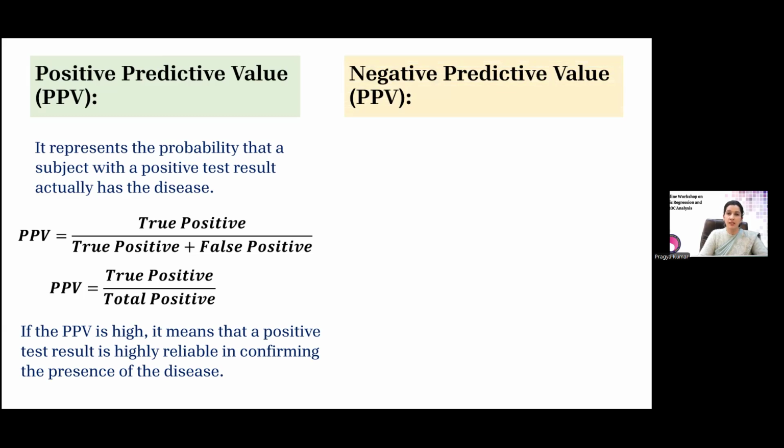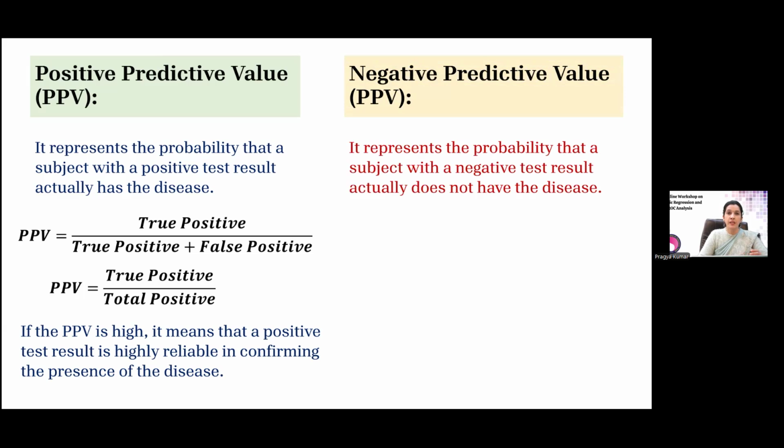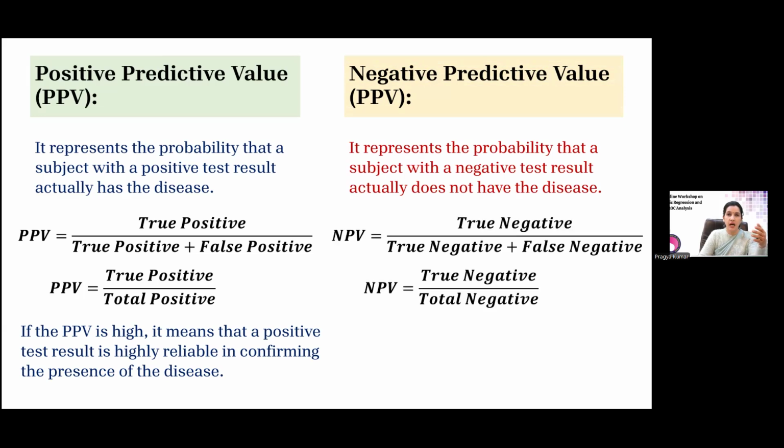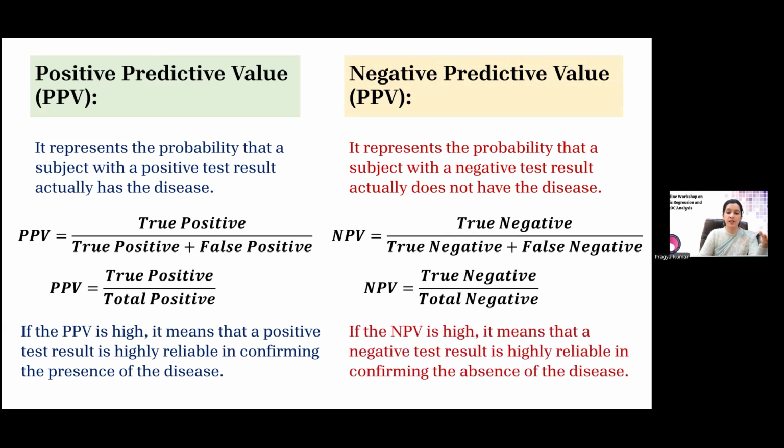Similarly, what is a negative predictive value? A negative predictive value is the probability that if the person has come up with the negative result, out of total negative, the person is a true negative. So if NPV is high, it means that if the test is negative, it is highly reliable in confirming the absence of the disease.